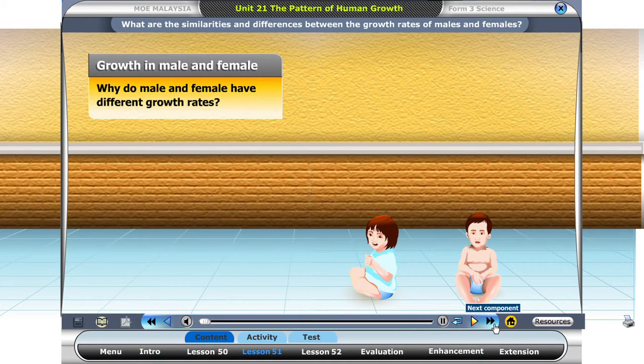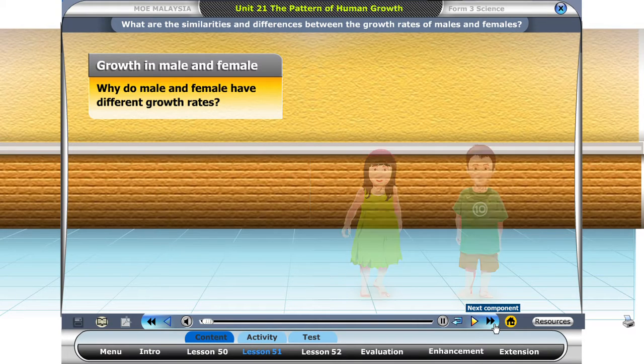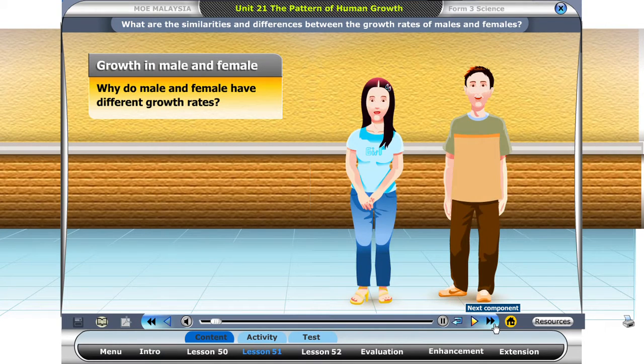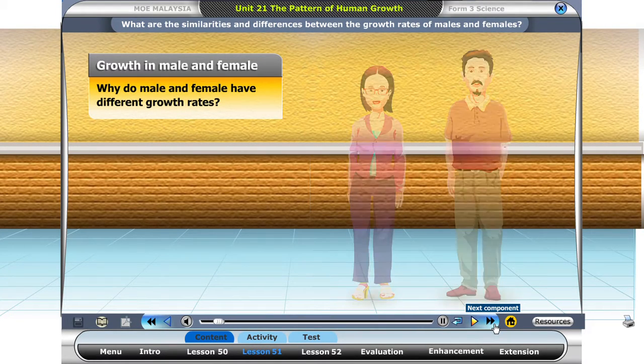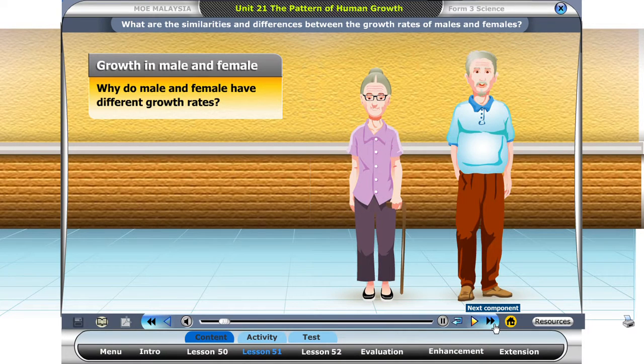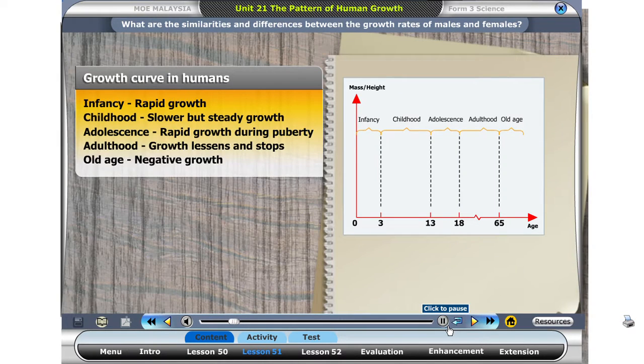Look at the baby boy and girl. They grow from being children to teenagers and finally becoming adults. We can see that male and female have slightly different growth rates, especially during adolescence. Why? The process of growth in humans is different at different stages.